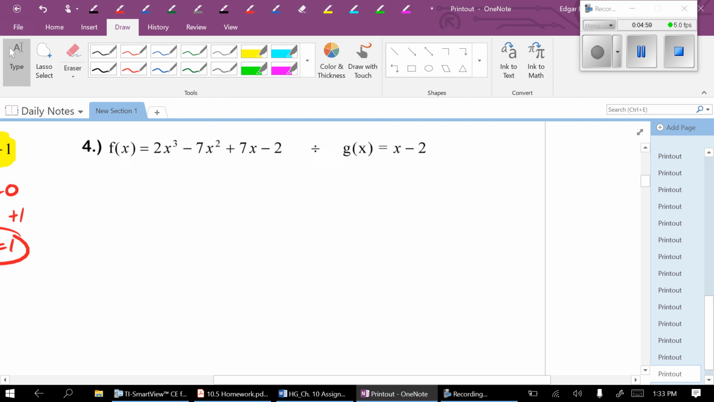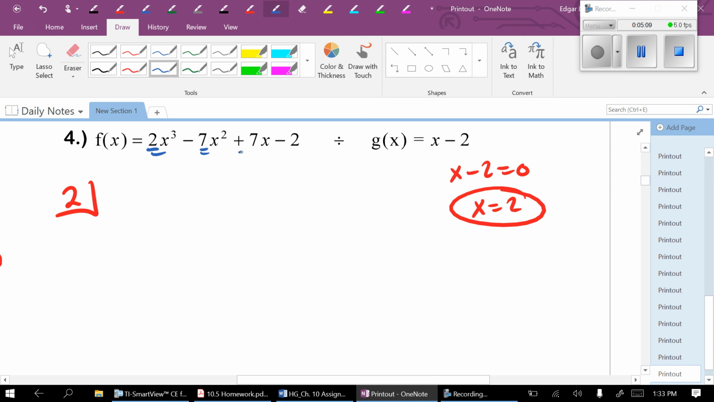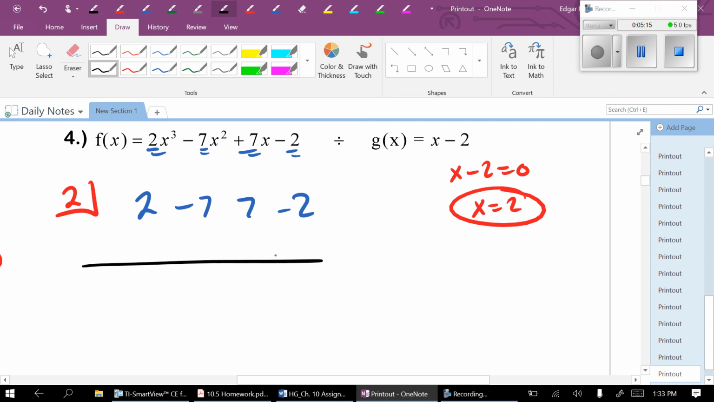Let's go ahead and try one more. So same thing. Let's set our x minus 2 equal to 0. So this is x equals 2. That is our box number. I'm going to go ahead and rewrite all my coefficients here: 2, negative 7, 7, and negative 2. I'm going to bring down the first number, and box up whatever last remainder I get.